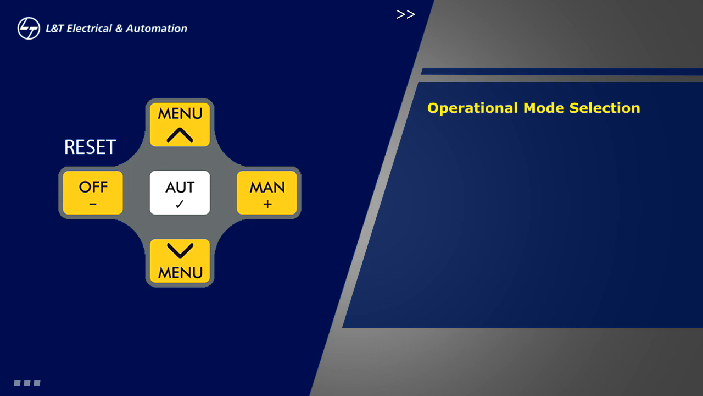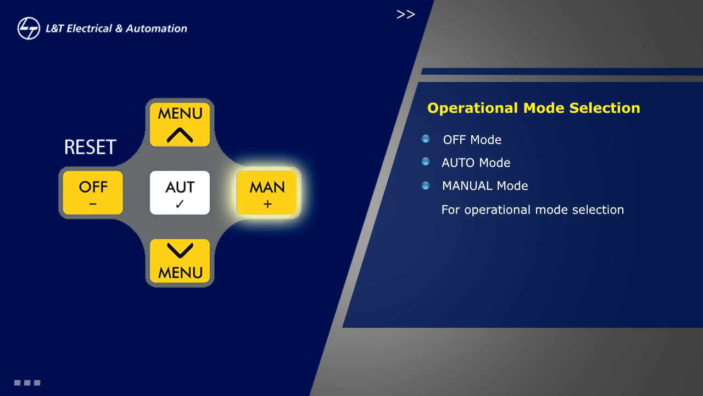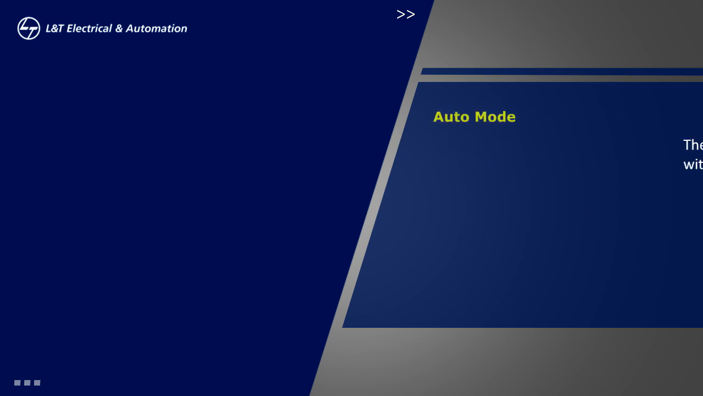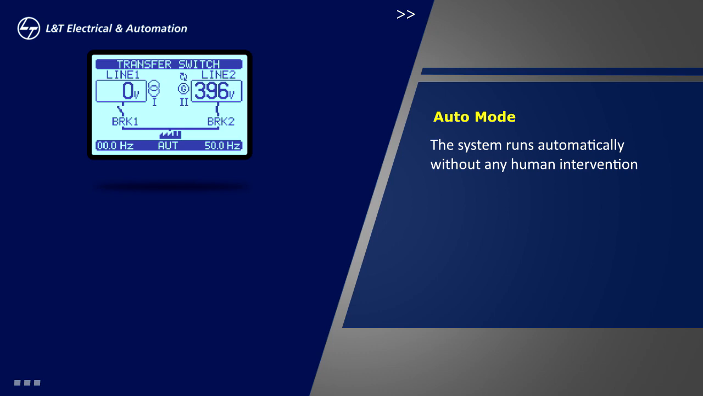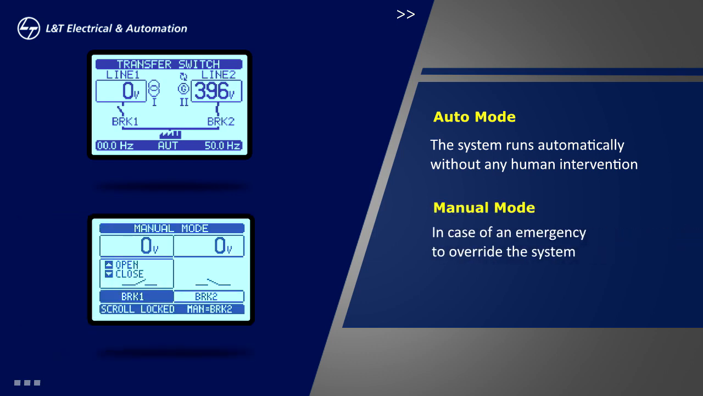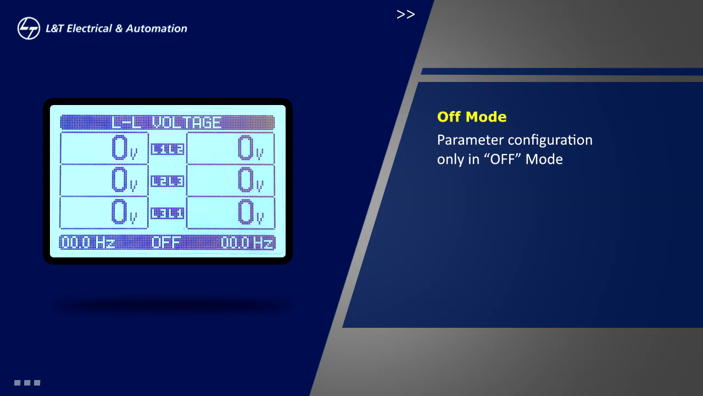The key navigation panel has 3 keys, which are off, auto and manual, for operational mode selection. The system runs automatically without any human intervention when in auto mode. The system can be controlled through manual mode in case of an emergency when the user wants to override the system. All parameter setups and commands are configured or executed only in off mode.